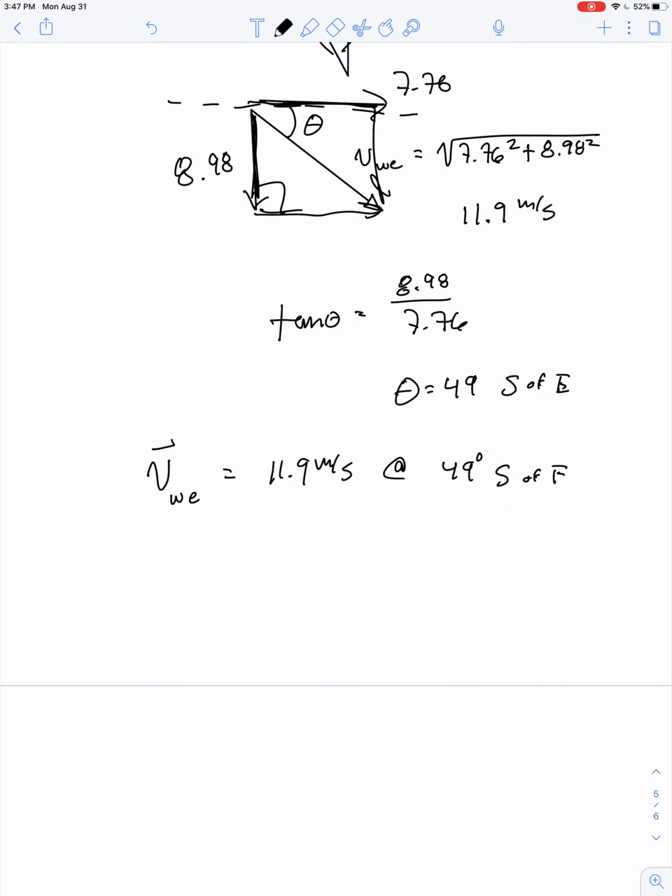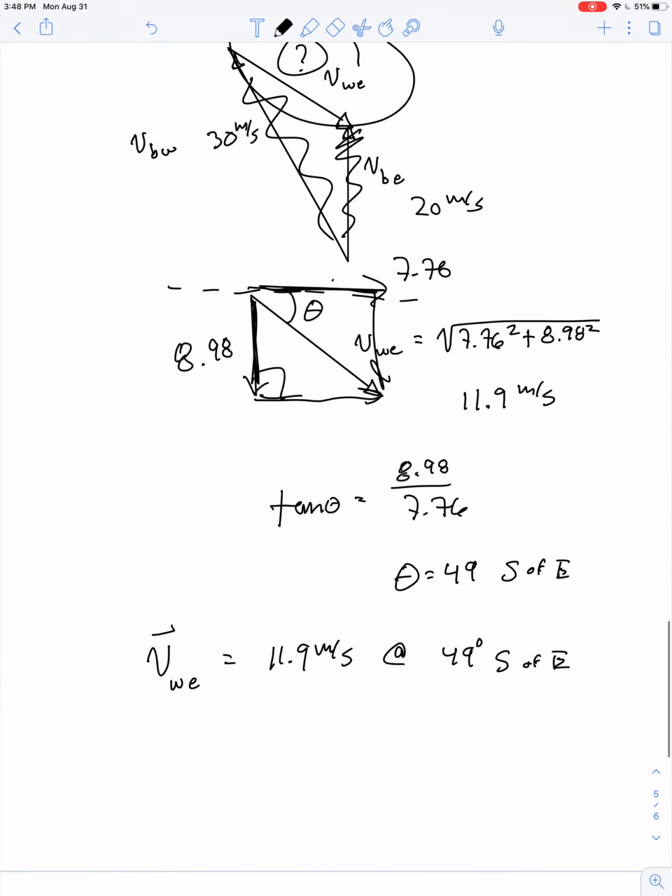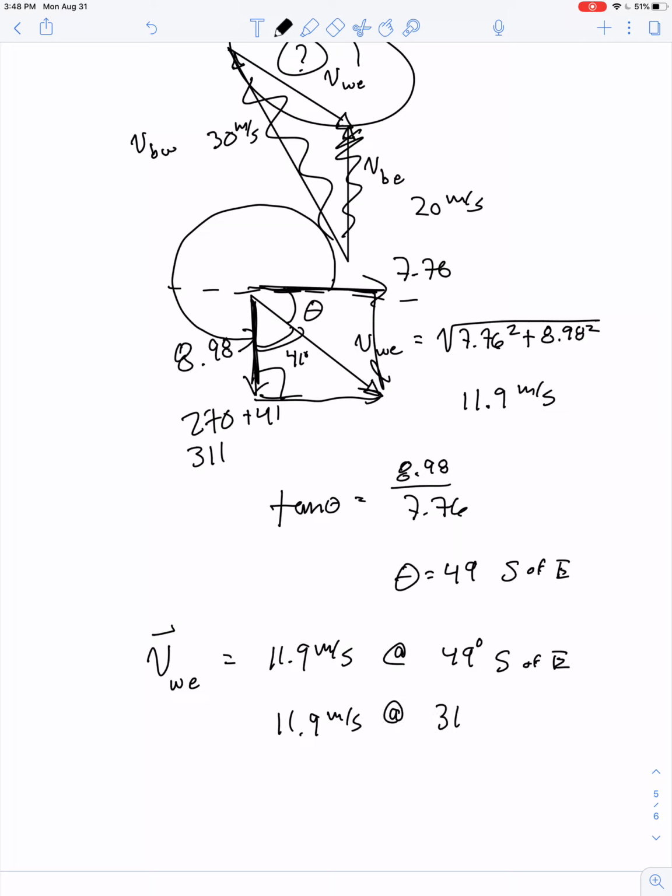The alternative would be to add the full 270 degrees towards south plus the complement to that 49 degrees, which would be 41 degrees. So 270 plus 41 would give us, what, 311. So we could just say 11.9 meters per second at 311 degrees. Those are two ways of saying the same thing.